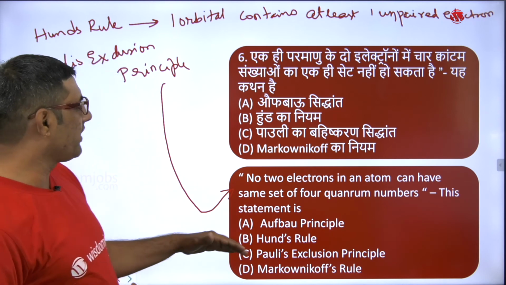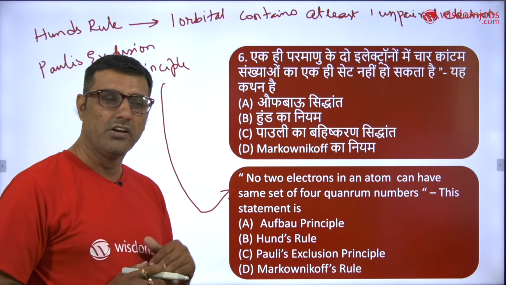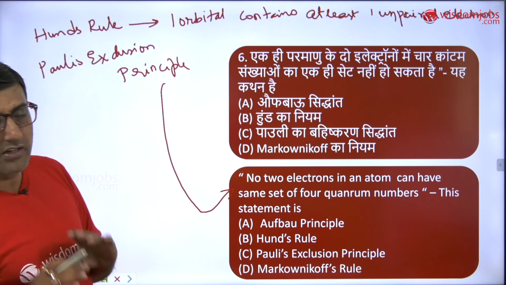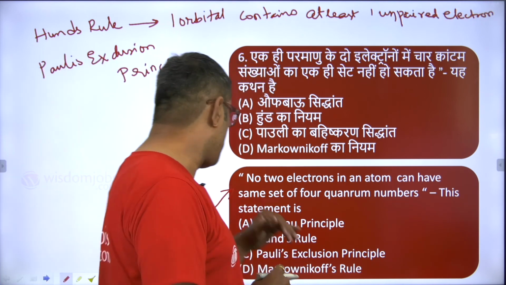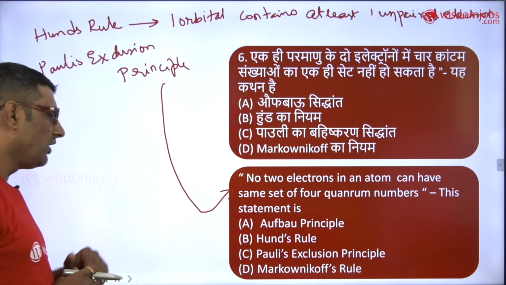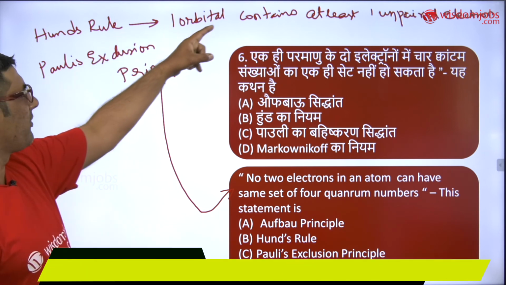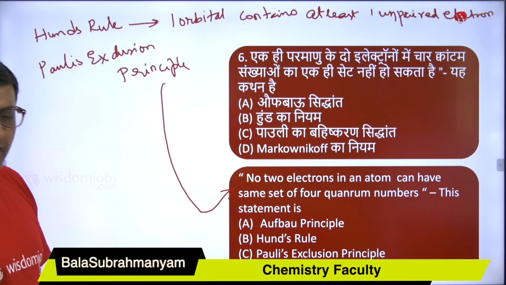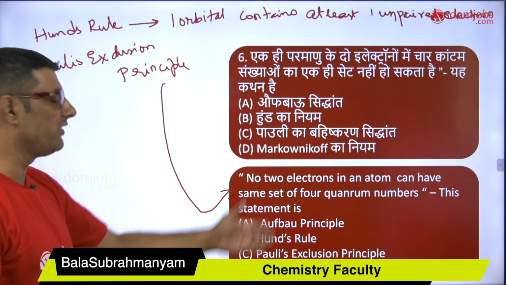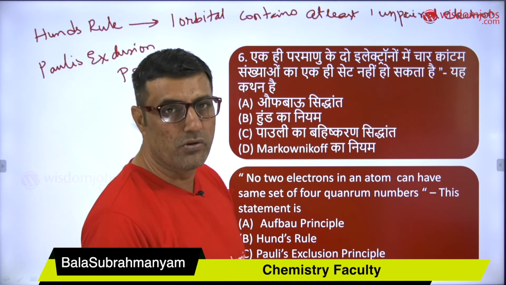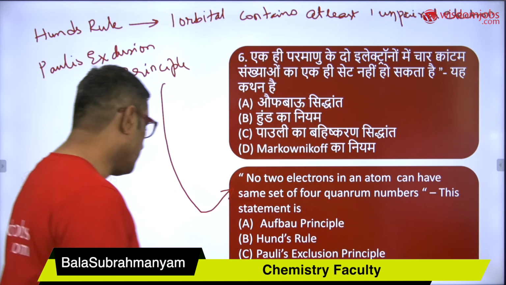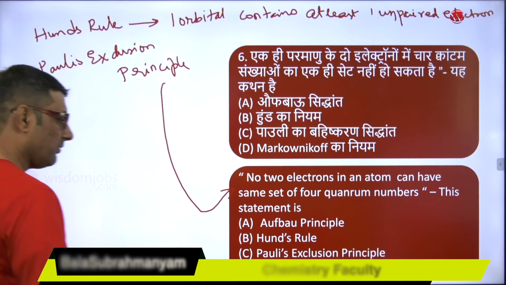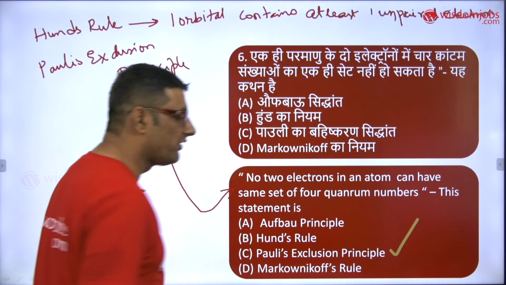So it is in no way concerned with the quantum numbers. So since Markovnikov's rule is not concerned with the quantum numbers, it cannot be the option for you. Okay, so now Hund's rule is, as I told you, one orbital contains at least one unpaired electron, and Pauli's exclusion principle is the same statement which is given there. So the correct option is C, Pauli's exclusion principle. Okay, this is the correct option for you.